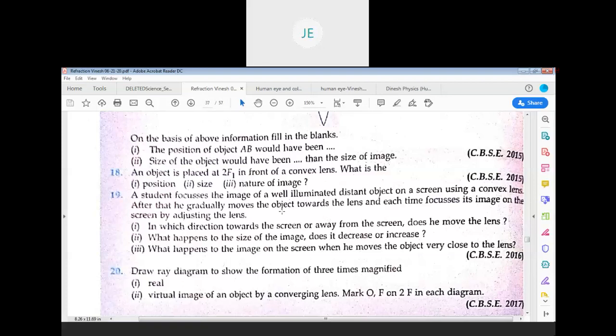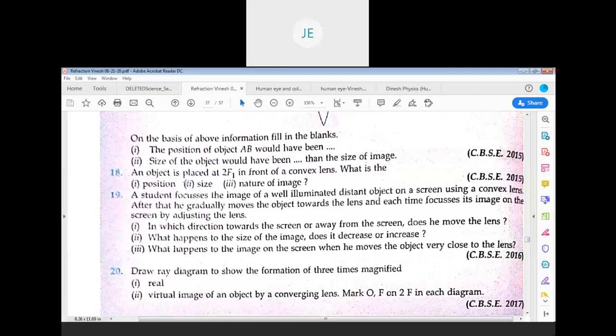After that, he gradually moves the object towards the lens and each time focuses its image on the screen by adjusting the lens. Sir, I think he is changing the direction of the lens or something like that to focus the light on the screen. But I don't think so, sir. You take only one condition, please.